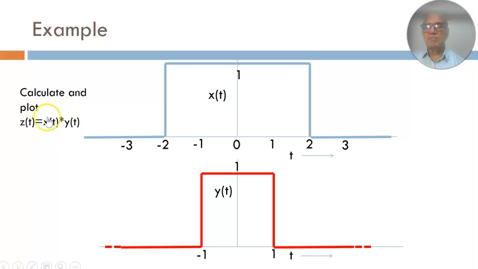And what is the problem? The problem is to obtain the convolution between x(t) and y(t), call it z(t), and then plot it as a function of time. All right, so let us go through our steps.